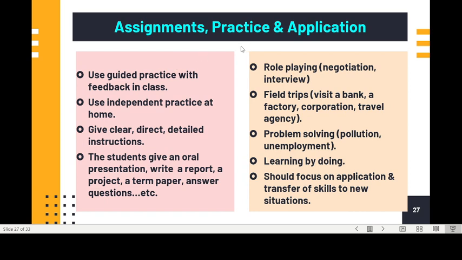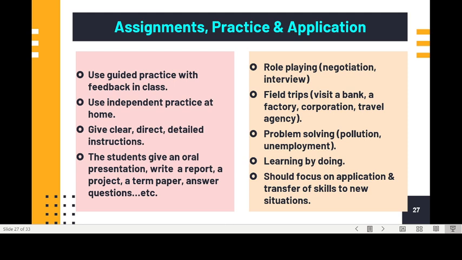Now the assignments, practice and application. Use guided practice with feedback in class because everything is new to the students in the classroom. So what we do, we ask them to do something, we go around and check and help them. If they make a mistake, if we find out that they have not understood something, then we explain it to them. At home, use independent practice.